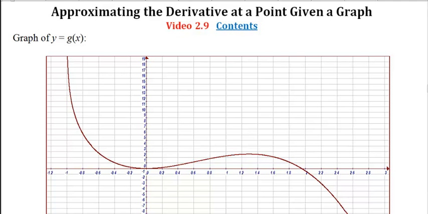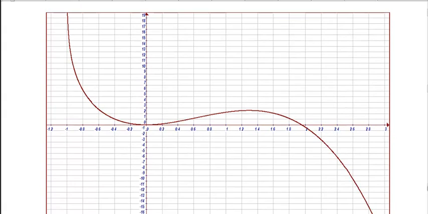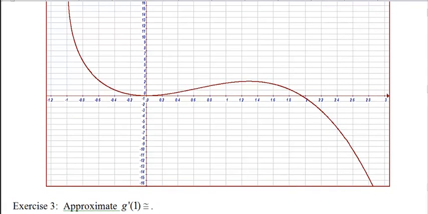This is Jack Jackson. In this video we're going to talk about how to approximate the derivative at a point given a graph of a function. So for example, here we have a graph of a function g of x. And suppose we want to approximate, let's say, g prime at 1. Now let's think about it. How should we go about doing this?